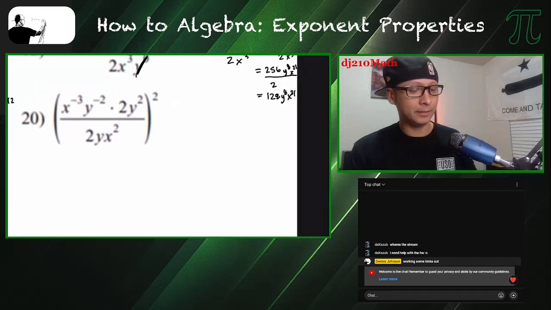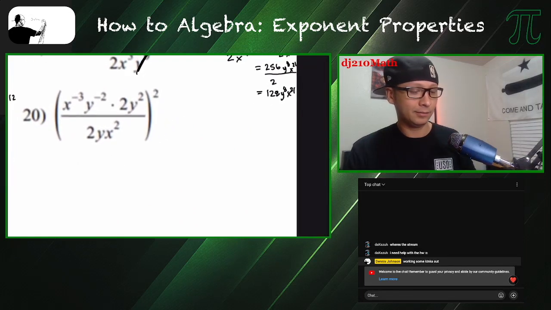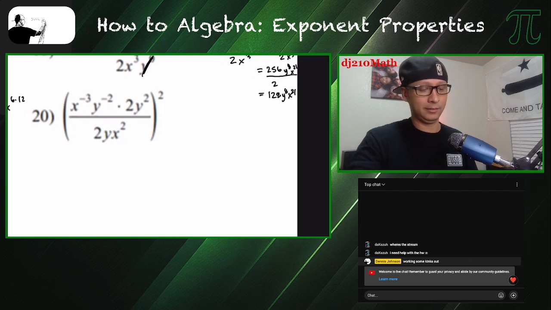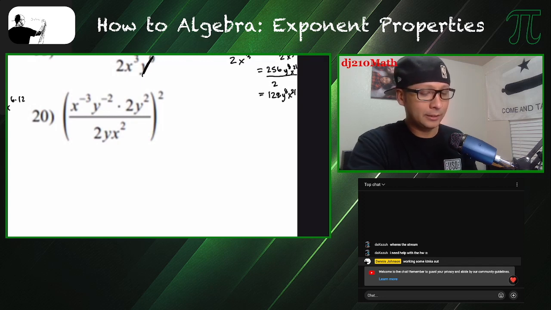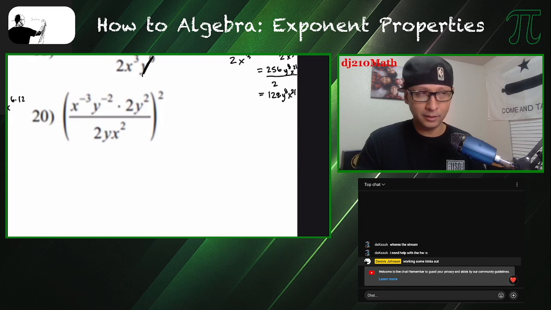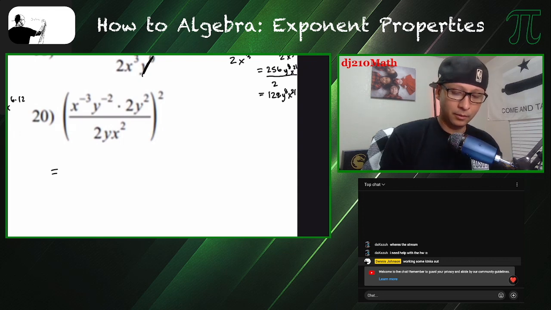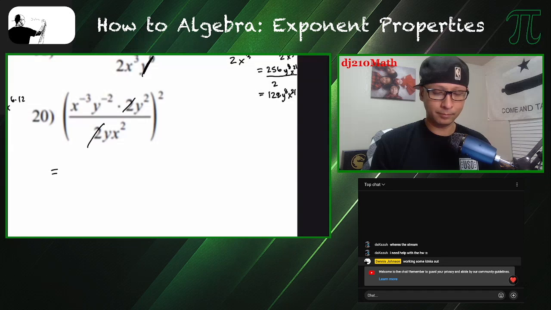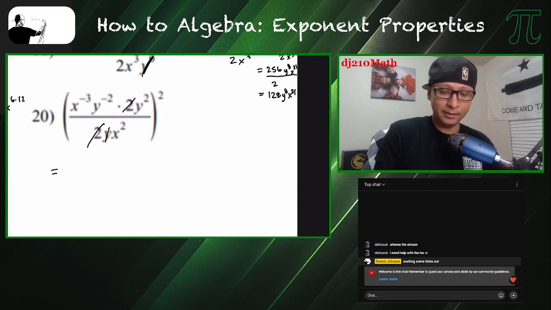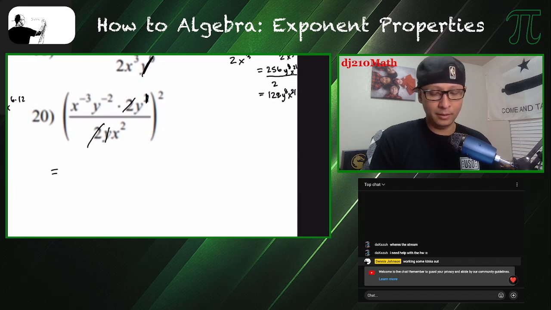Okay, the last one. I feel like the last one's always the hardest. Okay, inside the parentheses, let's see if we can simplify this first. What do you want to do? So I guess in the numerator, the 2 and the 2 are going to cancel. This y is going to cancel with one of these y's. So there's just a y up top with the y to the negative 2.